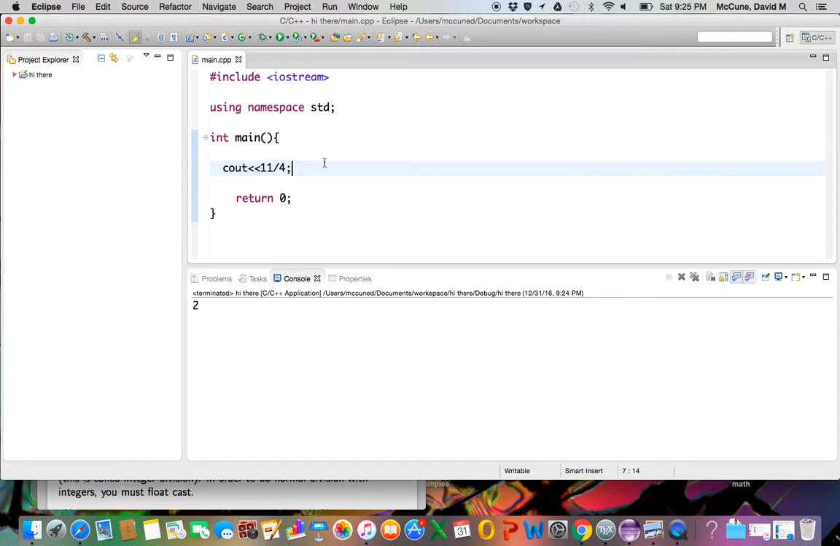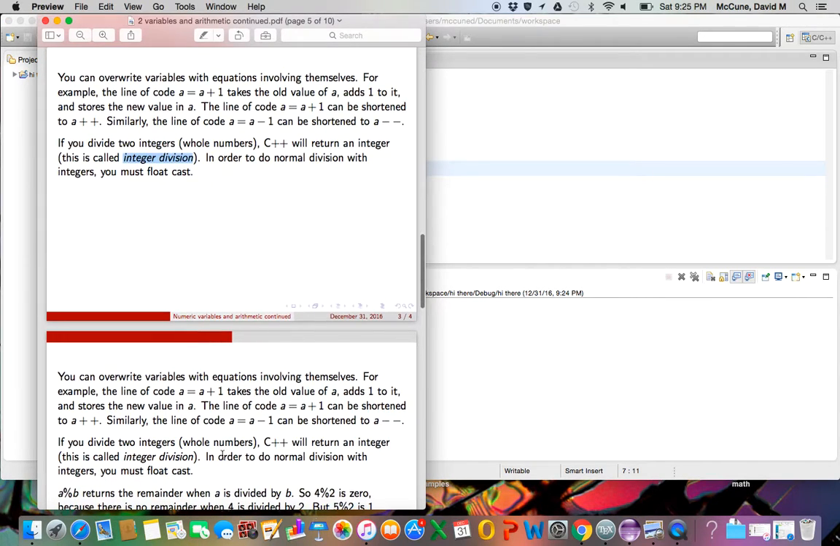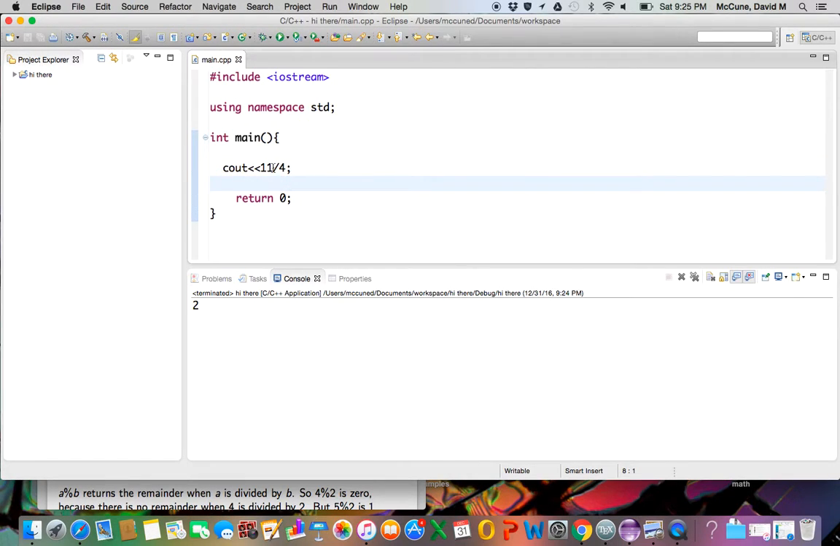If you divide 2 integers, the computer will give you an integer back. That is, generally speaking, a problem because, as you all know, when you divide 2 integers, you don't necessarily get an integer back. So how do you force the computer to give you the actual division? Well, the answer is what it says here in the slide. Float cast is the technical term. There are 2 ways to do that. Here's one way: instead of writing 11, you can write 11.0.